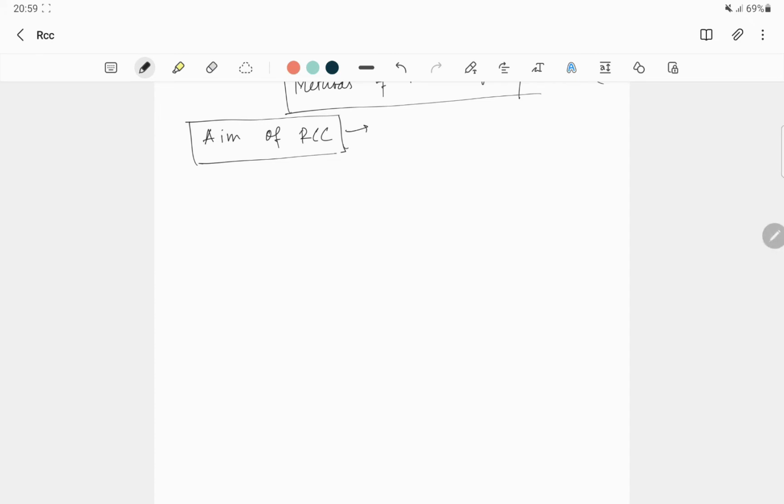That may be a beam, that may be a column, that may be a stair, that may be a slab, that may be a footing, any kind of RCC design section. Because for satisfying the aim we are going to the methods.